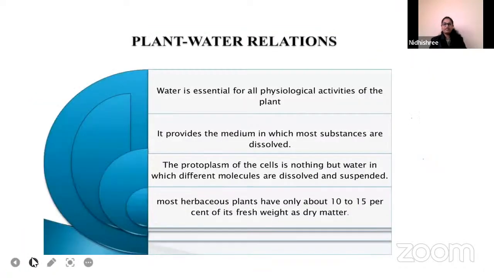Fourth question. Before that, let us see plant-water relation. Water is essential for all the activities of the plant. It provides a medium in which most substances will dissolve. We know that the protoplasm of the cell is nothing but water in which different molecules are dissolved. This is a very important point. Most herbaceous plants have only about 10 to 15% of their fresh weight as dry matter. The rest will all be water. Only 10 to 15% will be dry weight. In which plants? Herbaceous plants.